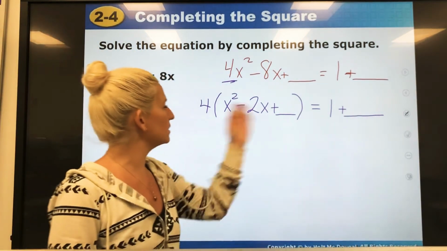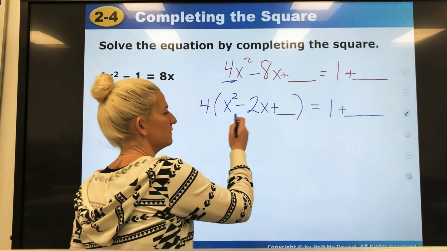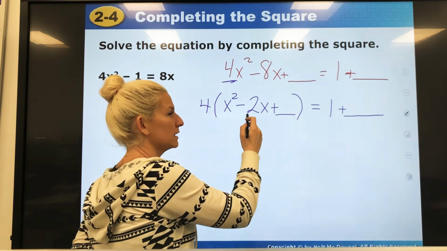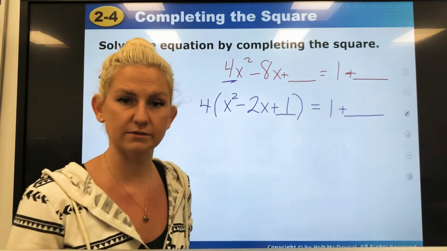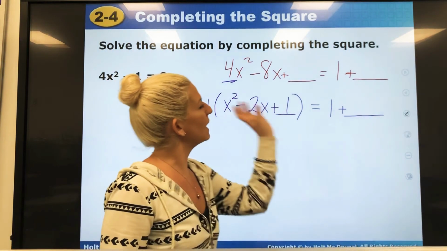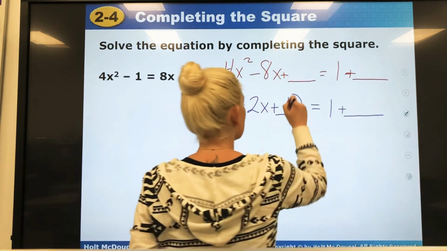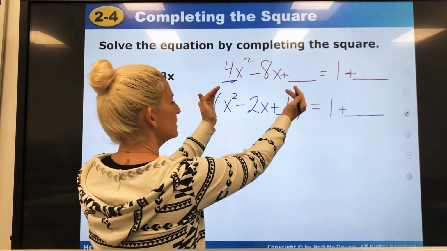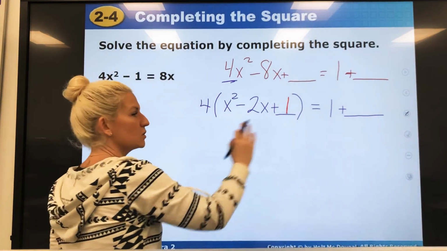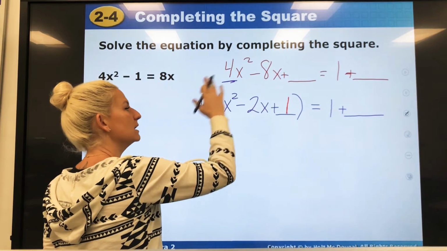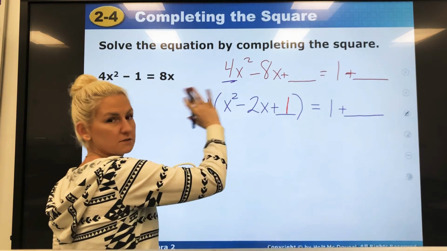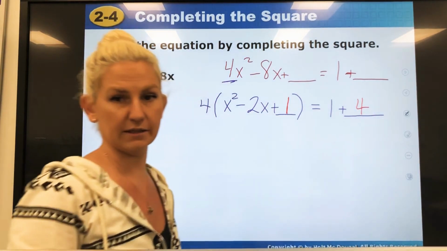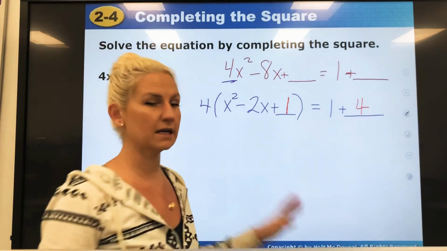Okay, now what am I going to add? Same as we did yesterday. I'm going to take half of b. Half of negative 2 is negative 1, and square it. Negative 1 squared is positive 1, right? But I'm not going to add 1 here, because although I'm putting a 1 here, everything in here is multiplied by 4. So what I'm really adding is a value of 1, 4 times, right? So 1 times 4 is 4, so I'm really adding 4 to this left side. So I'm going to add 4 to the right side.